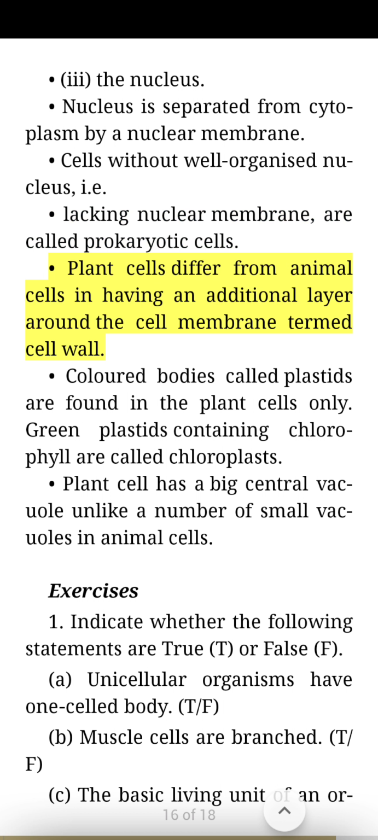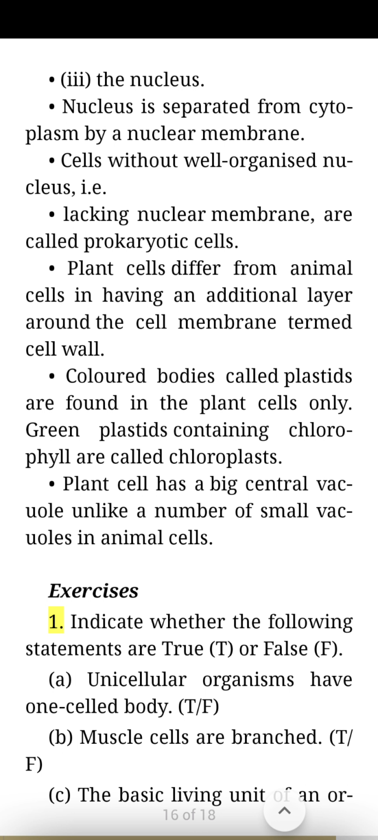Plant cells differ from animal cells in having an additional layer around the cell membrane termed cell wall. Colored bodies called plastids are found in the plant cells only. Green plastids containing chlorophyll are called chloroplasts. Plant cell has a big central vacuole unlike a number of small vacuoles in animal cells.